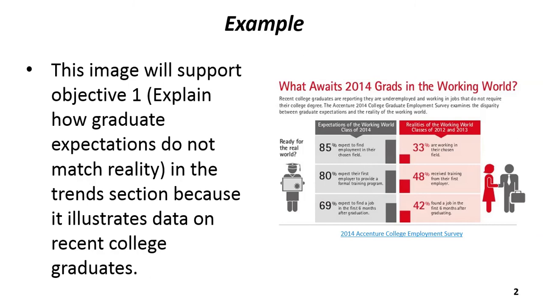So just for example, I'm writing a report about college graduates, and I have an objective that is to explain how graduate expectations do not match reality. Then this would be a good image, graph, or picture. So you would do 12 of these. Again, if you have 14 at a max, you would do 14.